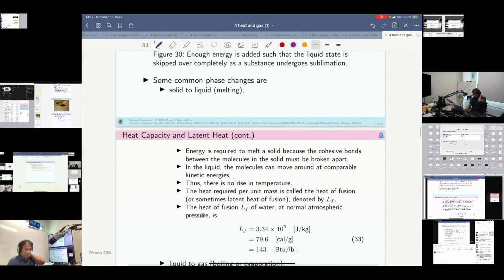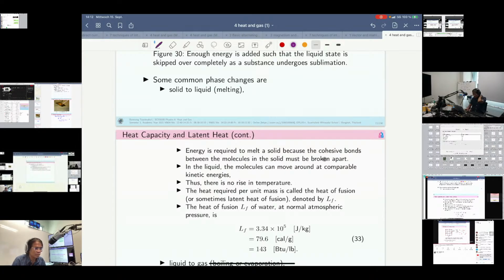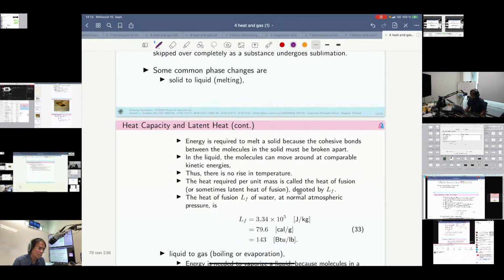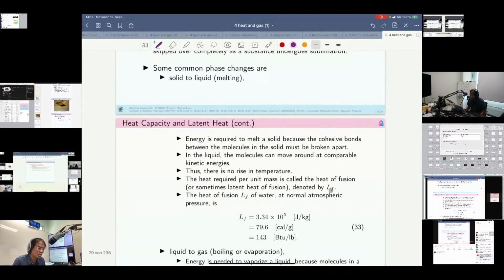Energy is required to melt a solid because the cohesive bonds between the molecules in the solid must be broken apart. In the liquid, the molecules can move around at comparable kinetic energy. There is no rise in temperature, right? And the heat required per unit mass is called heat of fusion.